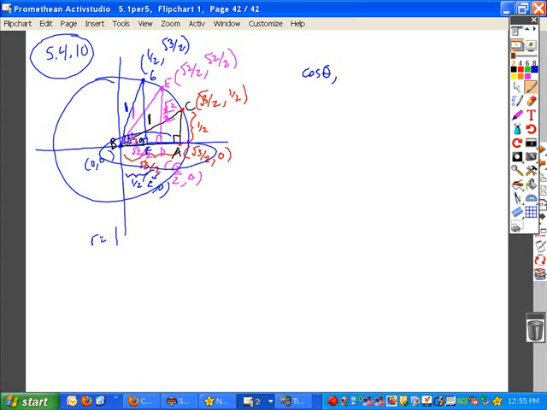So here, this angle of 30 degrees has a cosine of root 3 over 2. The sine is the y-coordinate on a unit circle. So the sine of 30 degrees, if you type that into your calculator, gives you 1/2. For a 45-degree angle, the cosine of 45 degrees is root 2 over 2. The sine of 45 degrees is root 2 over 2. And for a 60-degree angle, the cosine is 1/2. The sine is root 3 over 2.